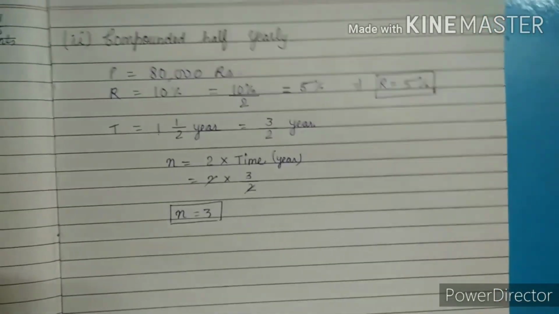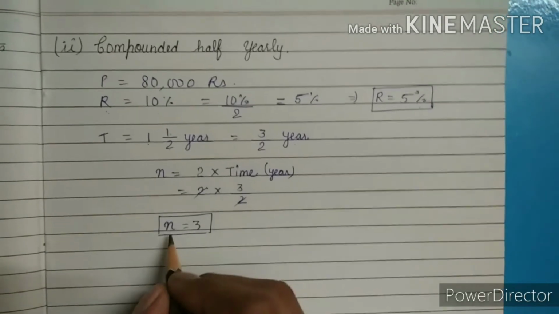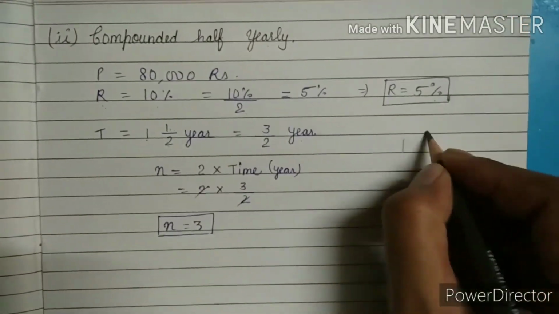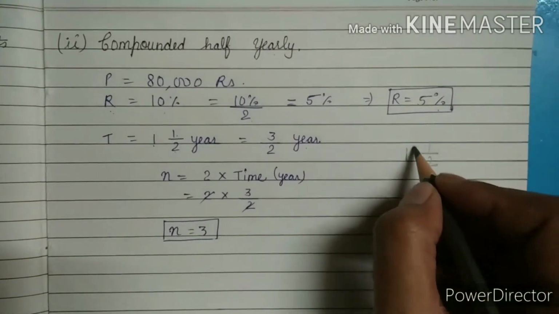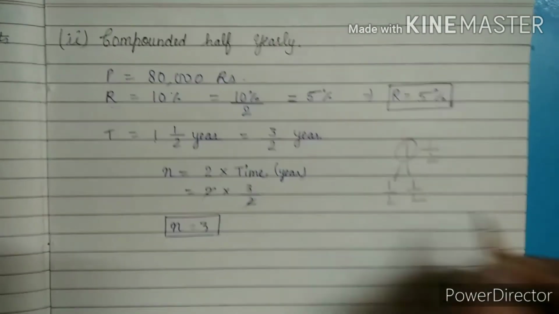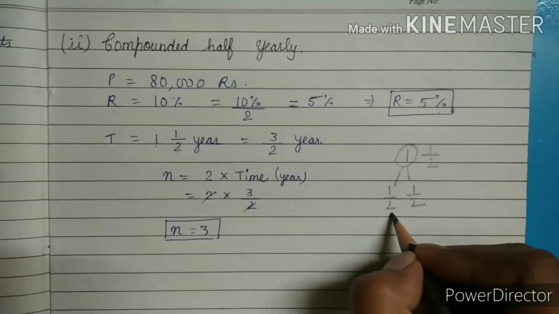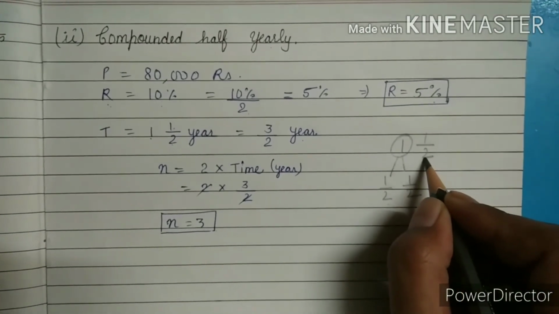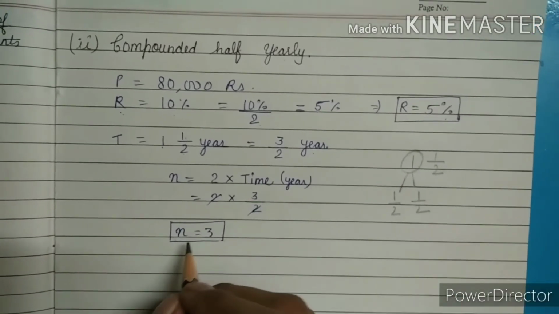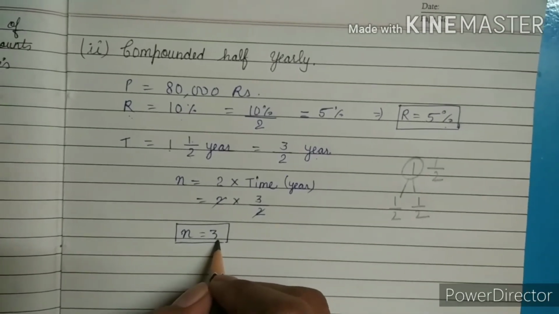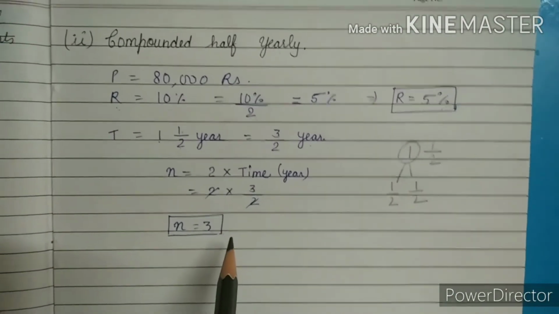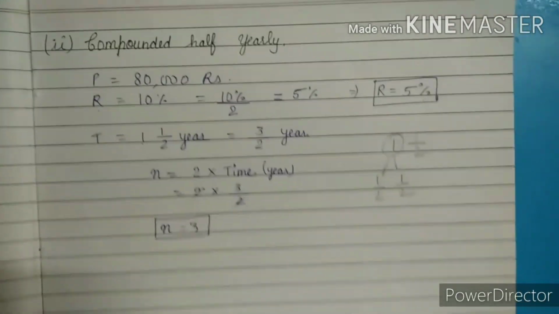Once again you can easily check whether our taken n value is right or wrong. Our time is 1 1/2. You can easily see in 1 year how many half years are there, 2 half years are there. So 1, 2 and already given here 1 more, so 3 half years are there and we also took n value as 3. So compounded half yearly, these values we have to put in the amount formula for the compound interest.